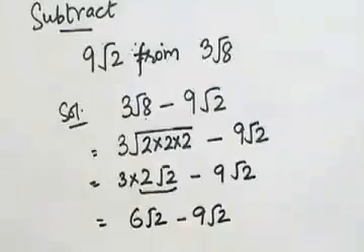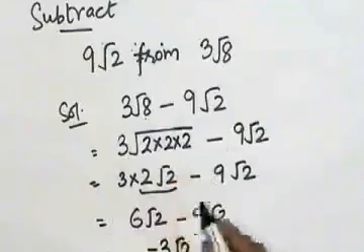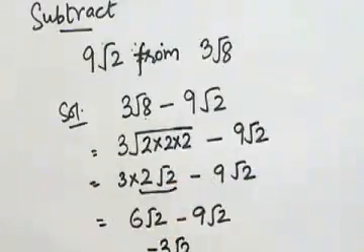These two terms are now like terms. Their rational part can be subtracted. 6 minus 9 is minus 3 root 2. So the difference of these two terms is minus 3 root 2.